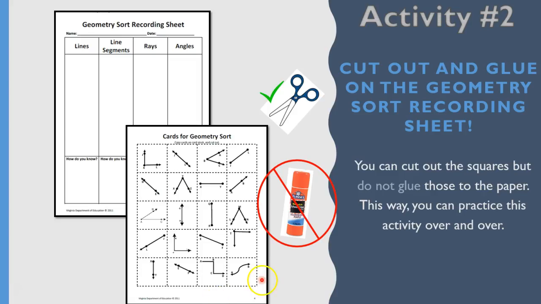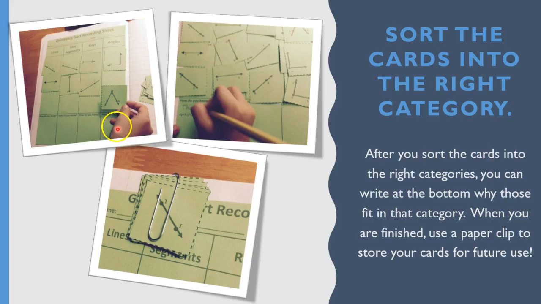The other activity is also where you're going to cut out, but I would suggest not gluing. That way you could do this more than once. So I would suggest after you cut these out, then you can match them to the correct word. Down here you can physically write with a pencil. How do you know that these are all lines? How do you know these are all line segments? That kind of thing. And then when you're finished, you could just paper clip all of your little squares to your piece of paper. That way it's an activity that you could do more than once. All right, friends.